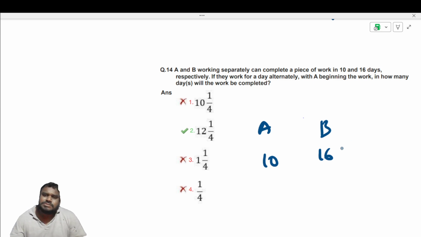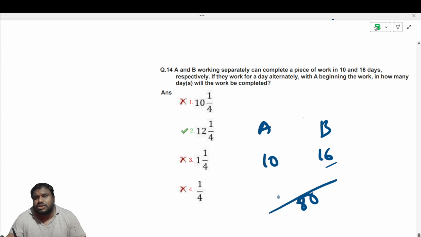So find the LCM of 10 and 16. I told you, take the larger number, multiply with 1, check if it is divisible by the other number. No, it is not. So multiply with 2, 32, not divisible by 10. 16 into 3, 48, no. 16 into 4, 64, no. 16 into 5, 80. 80 is divisible by 10. So 80 is the LCM and that is the total amount of work. So A's efficiency is 8 and B's is 5.